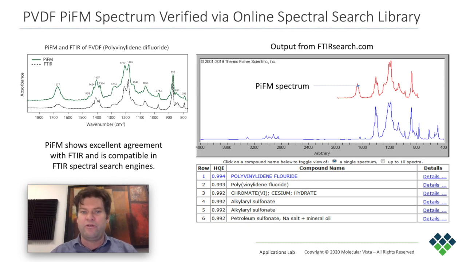So let's suppose we have an unknown, just for the sake of argument, and here we have a PVDF molecule, but we think that we don't know what that is in our sample. And we get the spectrum and we place it into an online search engine. We use Thermo Scientific, FTIRsearch.com, and here's our inputted PiFM spectrum, and then we run that search and we find, indeed, we get this PVDF match with a 99.4% hit quality index. So we really get a great representation of what we expect from the FTIR libraries.